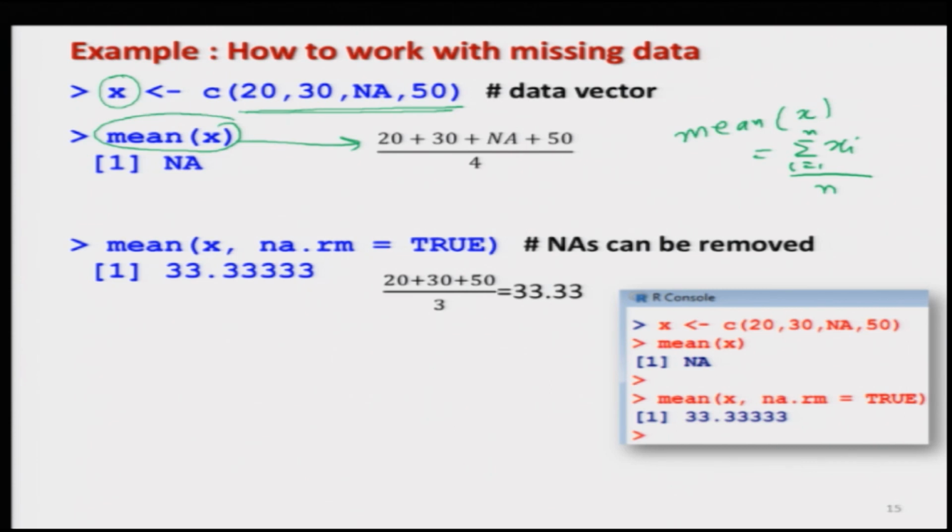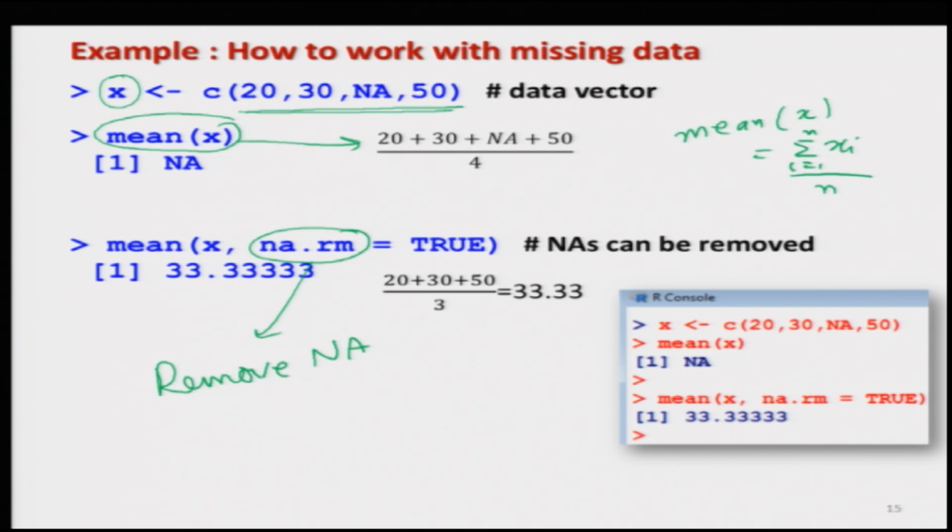because it cannot operate mathematically. So now what do you want? You want to ask the software, Mr. R, please look into the data set, and if there is a value which is missing, please remove it and then execute the function on the remaining values. So in order to ask R to remove the values, we have a command na.rm. It simply means remove NA. That means remove the missing value.